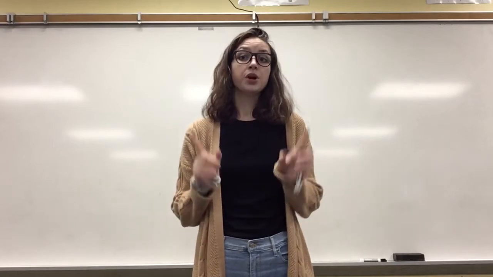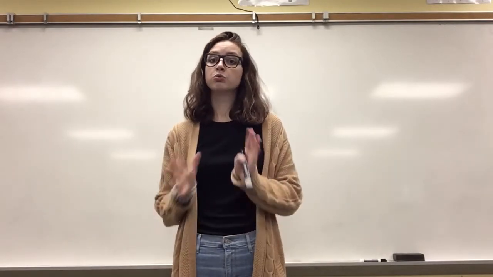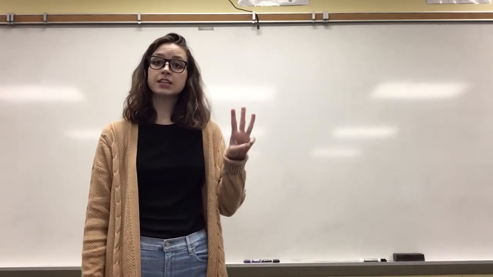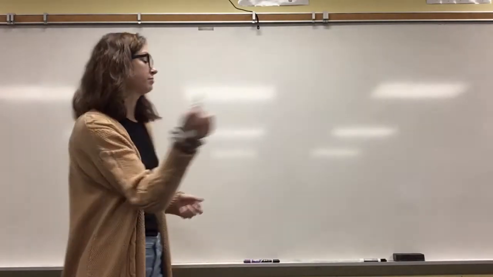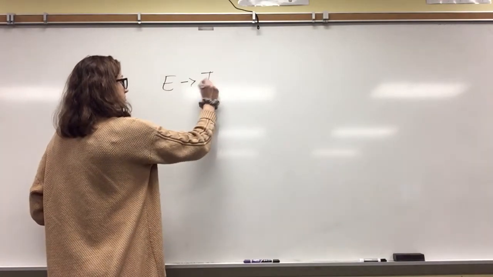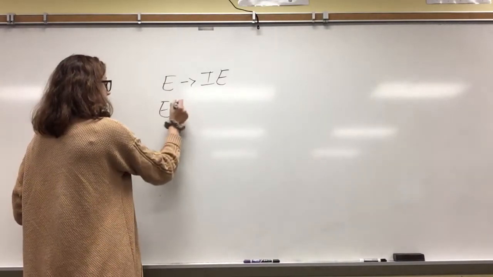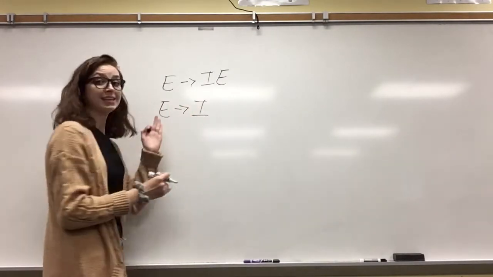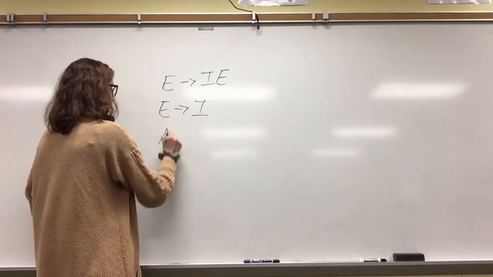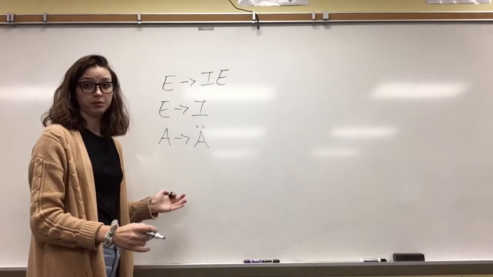All right, so you are currently working on irregular verbs. Now we talked about this last class, but it's a good idea to review your irregular verbs. So there are 3 different types of irregular verbs: E to IE, E to I, and A to A umlaut.